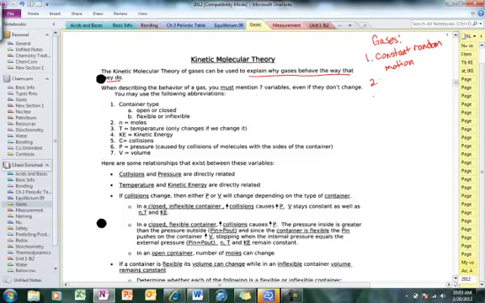And the speed at which they're moving is directly related to their temperature. We learned about that in our thermodynamics unit. You'll recall that temperature was defined as the average kinetic energy of the particles. So let's get that down here as well: the average kinetic energy of our gas particles is directly related to the temperature.